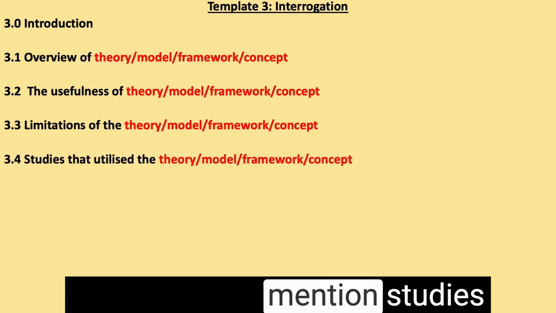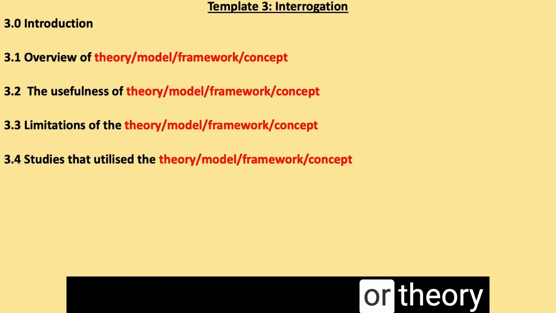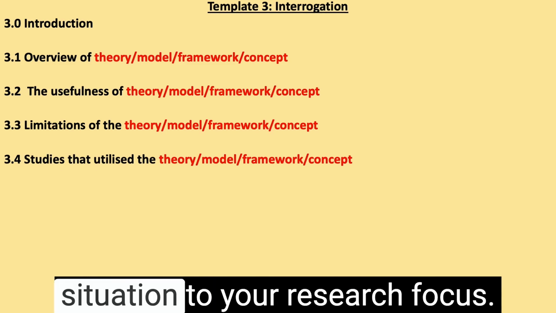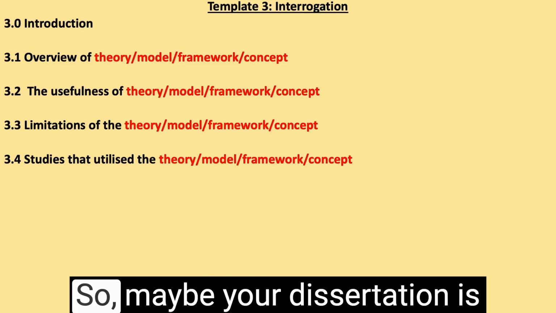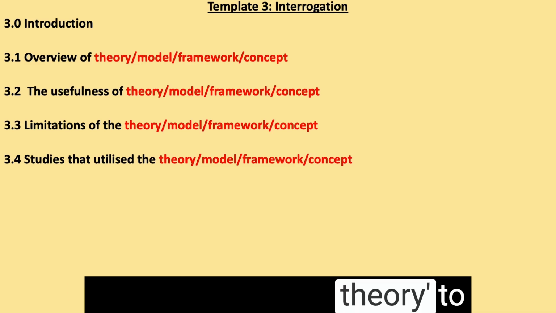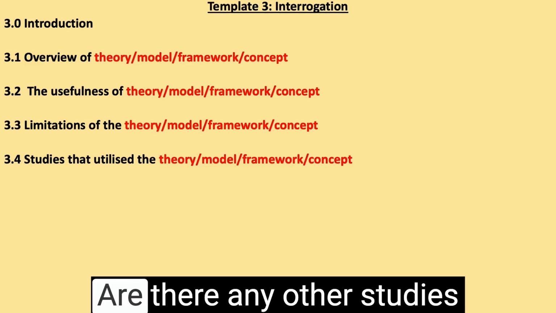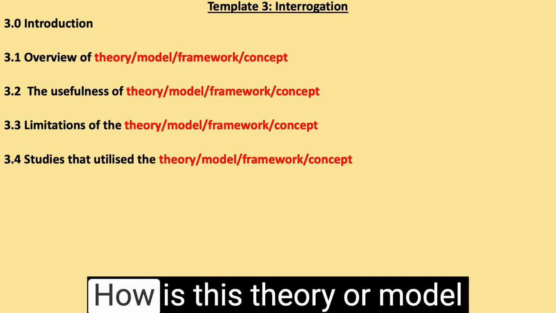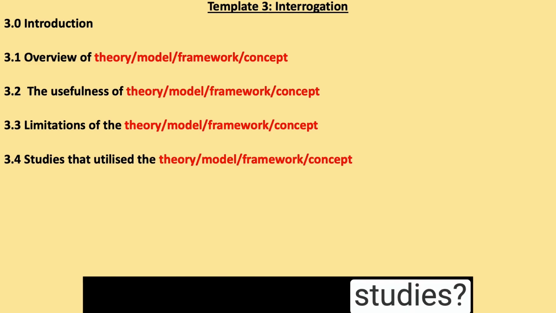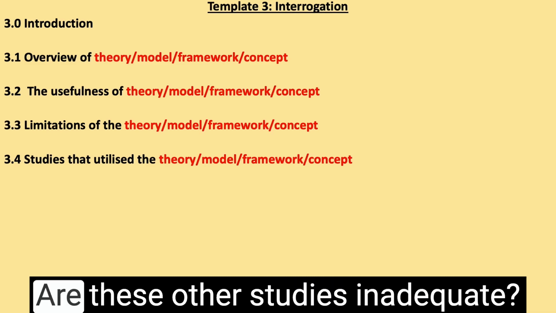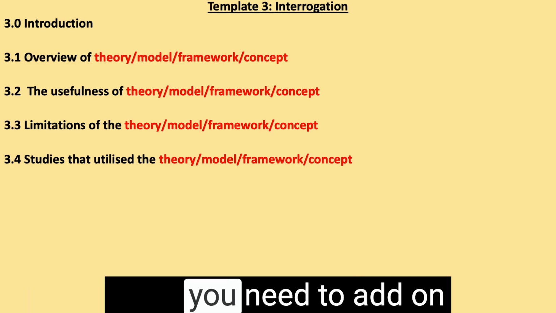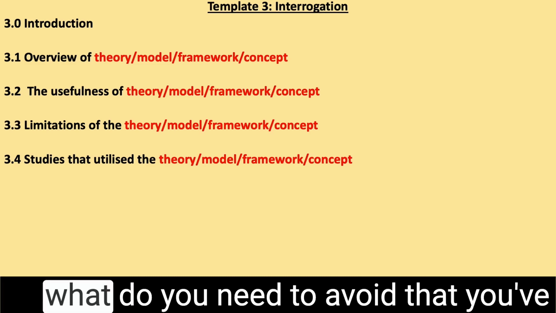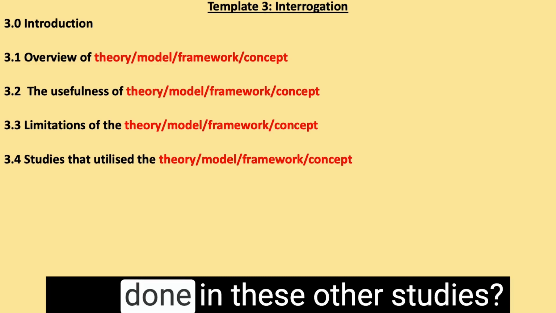In this section, mention studies that use this concept or theory or model to observe a similar situation to your research focus. So maybe your dissertation is using critical race theory to look at the recruitment process. Are there any other studies that use critical race theory to look at recruitment processes? How is this theory or model used in these other studies? Are these other studies adequate? Are these other studies inadequate? What do you need to add on to these other studies? Or what do you need to avoid that you've seen done in these other studies?